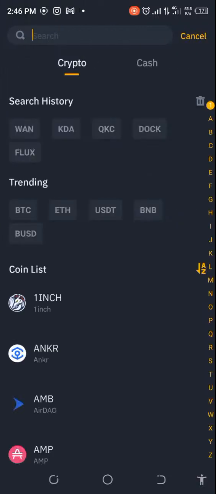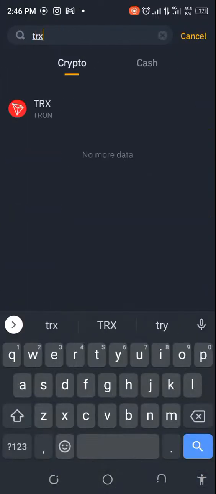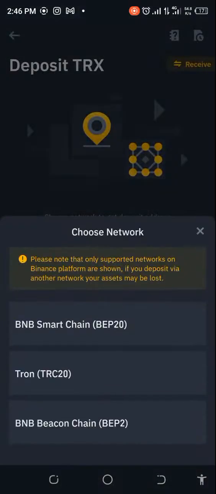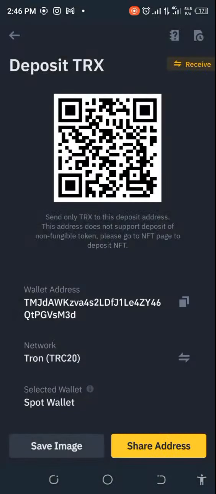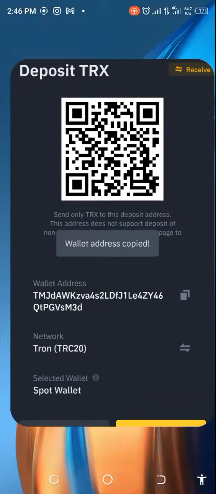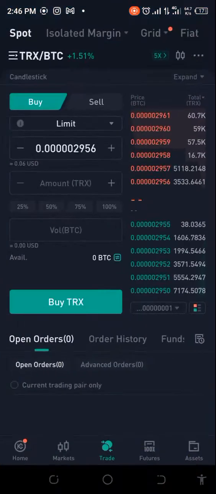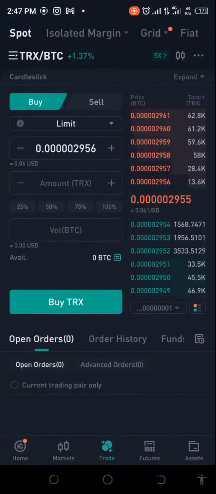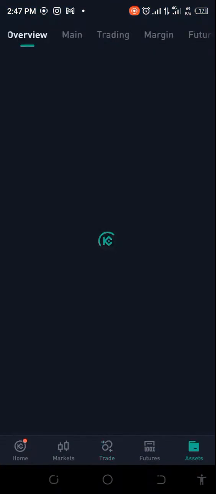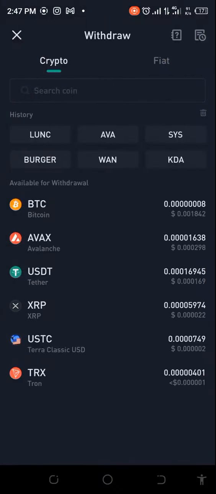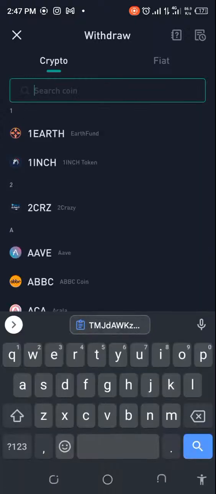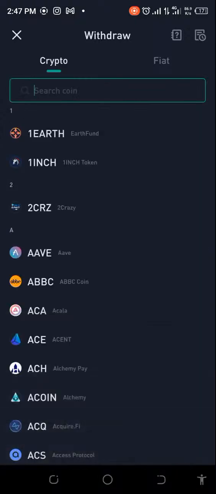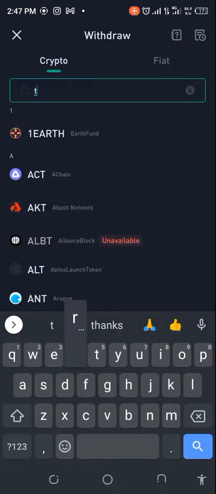Okay, so let's try and deposit TRX now. All right, and let's get, okay, TRC20, the address. Let's get that, and let's go back into our KuCoin and transfer that back. Okay, so right now we're just going to withdraw it from here, withdraw, and it's going to be TRX. Okay, you can see it already has highlighted that. Okay, let's just put that there, TRX. So we have this here.